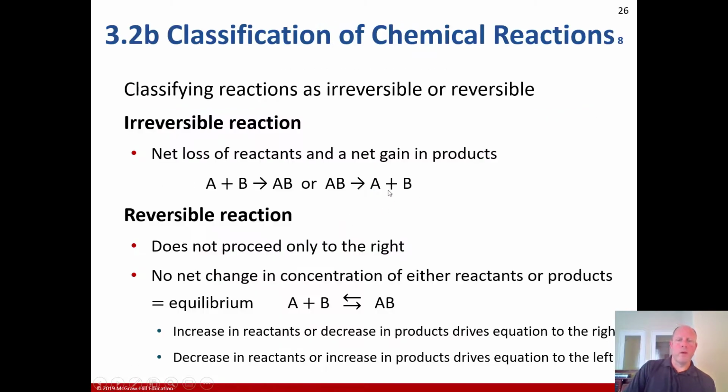Okay. Classification of chemical reactions. Reactions are either irreversible or reversible. Generally speaking, chemical reactions are reversible, but there are some irreversible reactions potentially. From a general standpoint, reversible reactions are reversible within seconds, minutes, days, but there are some reactions that may take millions of years to reverse. Okay, so irreversible is where you have a net loss of reactants and a net gain in products. Whereas in a reversible reaction, there's no net change in concentration of either reactants or the products.